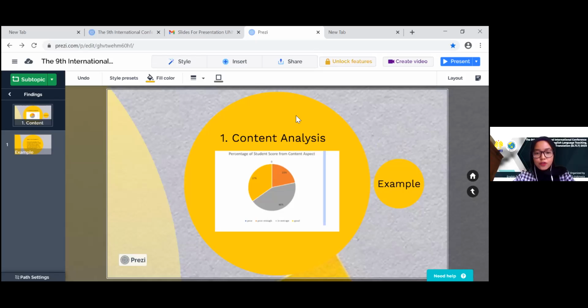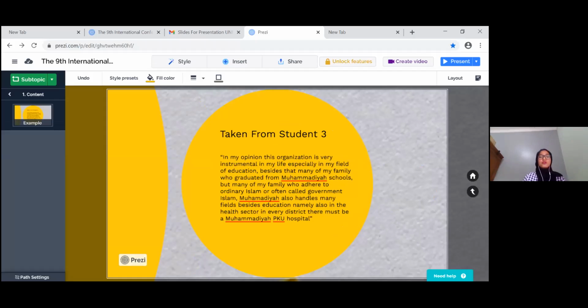So these are the percentages of student score from content analysis. So actually there are 4 scores. The blue one is poor, and then the orange one is fairly poor, and then the gray one is average, and the yellow one is good to excellent. So we can take a look at the content analysis. There are 46% of students who have average content analysis, and then there are 37% of students who have good content analysis, and then there are 23% of students who have fairly poor. And this is one example of the student original work.